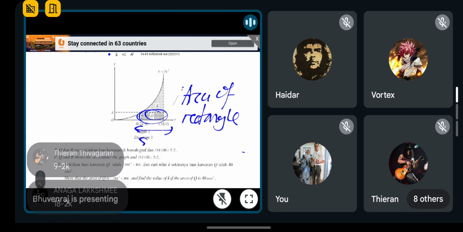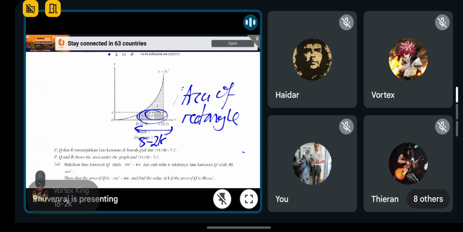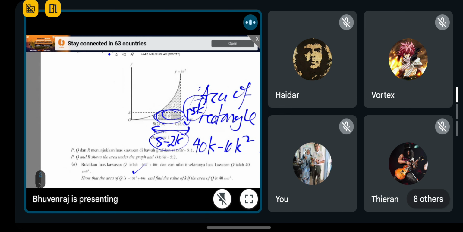Yes, I think even typo lah. 8 minus 2k. Okay, it's 8 guys, not 18. That one is a bracket. Okay, and then this height, just now you guys told me is 5k. So if you times and see, you should get the answer: 40k minus 10k square. You times this and this. Done already. Kamu dah buktikan.